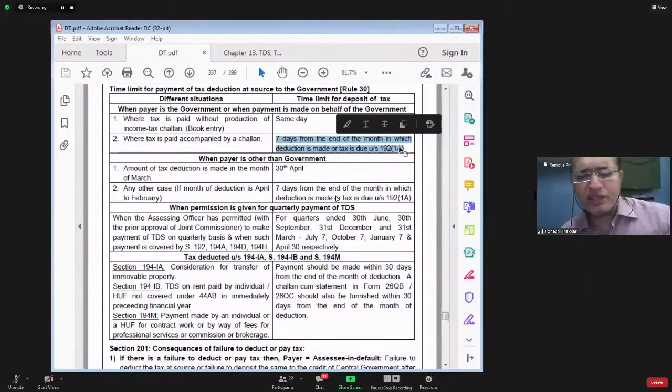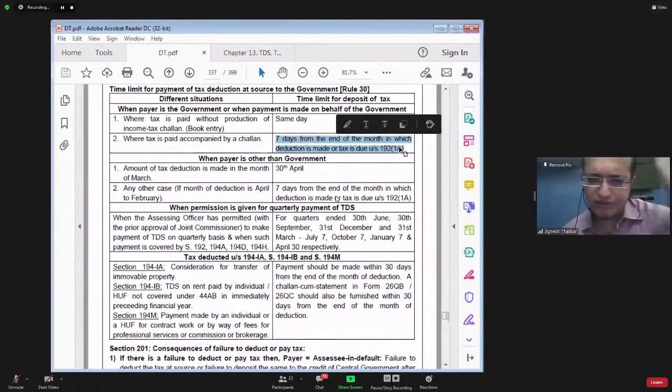So whatever TDS Ministry of Education has deducted in the month of April, that should be paid to the Ministry of Finance by 7th of May. Whatever TDS Ministry of Education has deducted in the month of May, that should be paid to the credit of Ministry of Finance by 7th of June. So this TDS amount is required to be paid to the Ministry of Finance by 7th day of next month. Have you understood this very clearly?